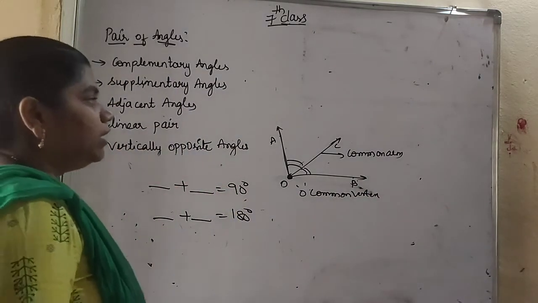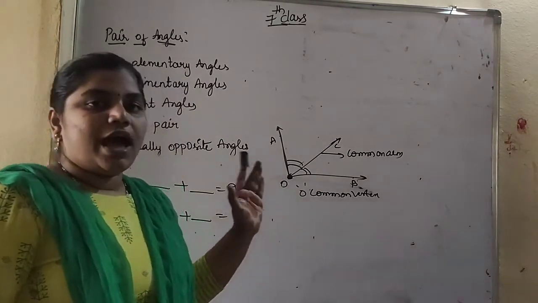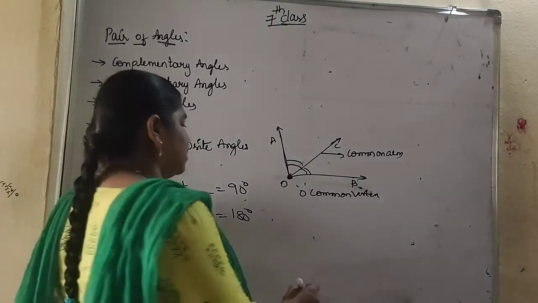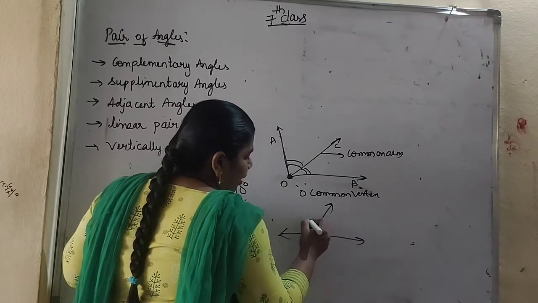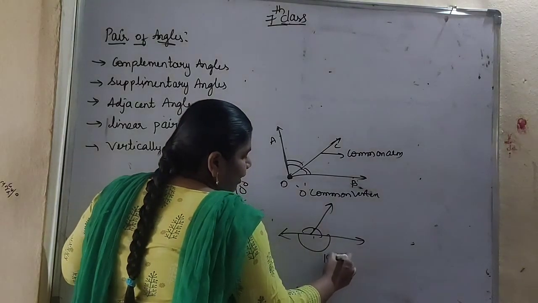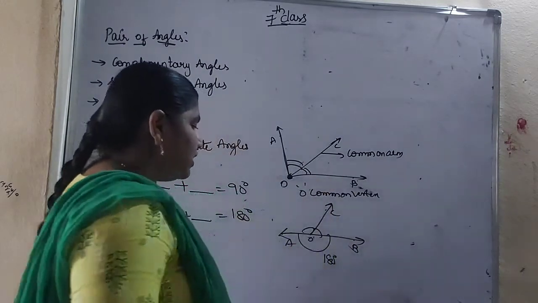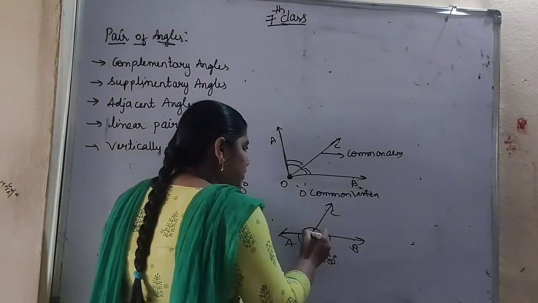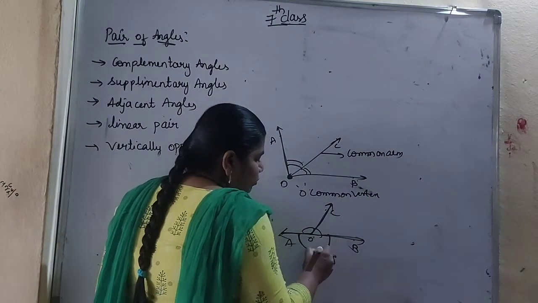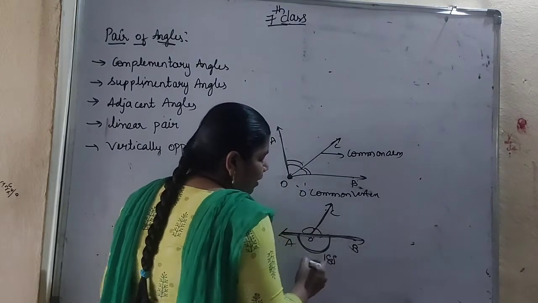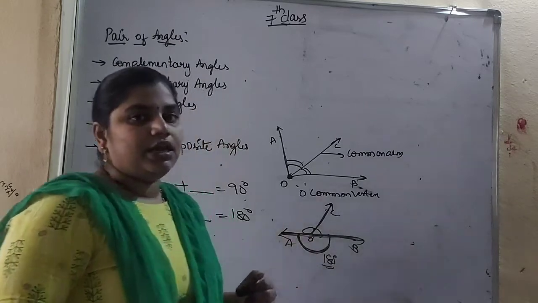Next is linear pair. So what do you mean by linear pair? Any adjacent angle, if the angle is equals to 180 degrees, it should be adjacent angle, and also it should form 180 degrees. Then only we will call it as linear pair. So if you see this figure, this angle AOC plus COB is forming one straight line. Straight line is nothing but 180 degrees. So we can call this as linear pair.